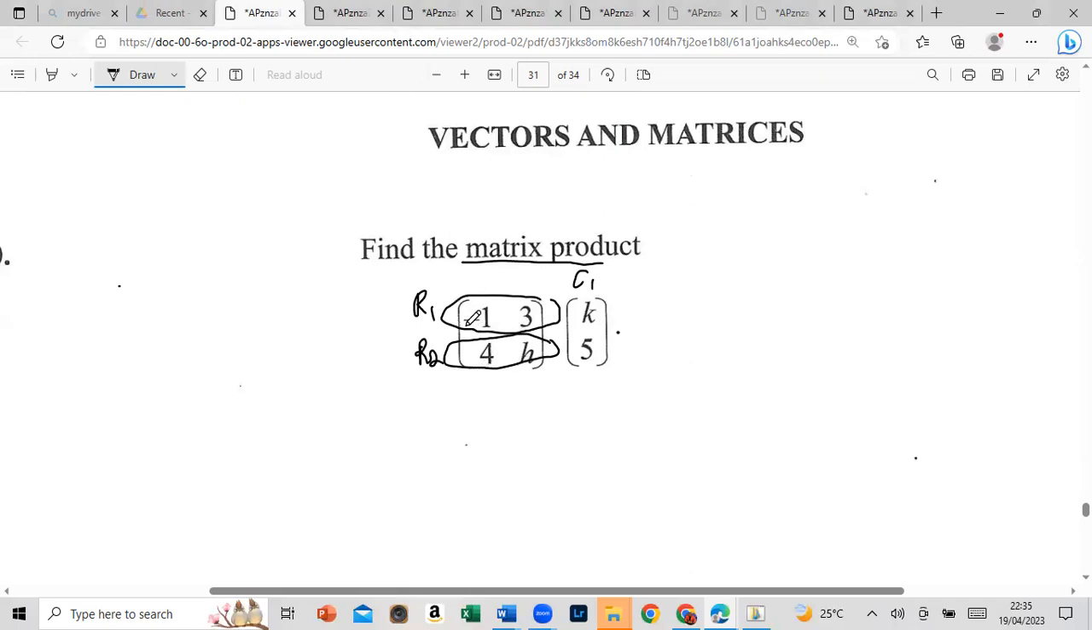So what we're going to do now is multiply. It's going to be negative 1 times k, which gives us negative 1k, or you can just write negative k, since 1k is understood. Then 3 times 5, which is 15. These are unlike terms, so we can't add them. Going down to the second row, 4 times k gives us 4k, and then h times 5. Normally in maths we put the number at the front, so even though it's h5, we write 5h. That will be the matrix product.